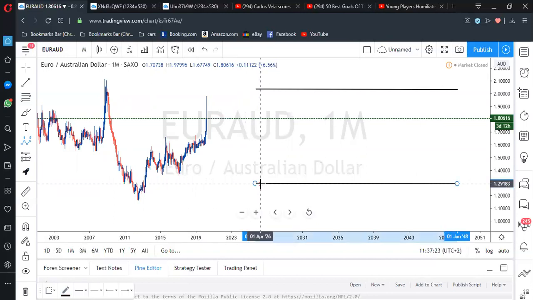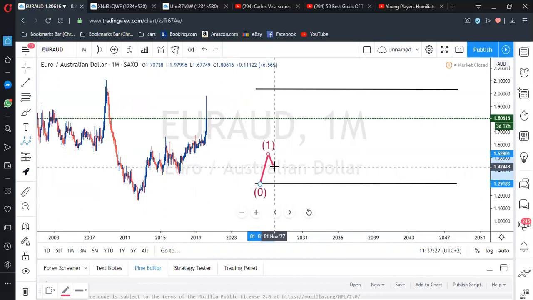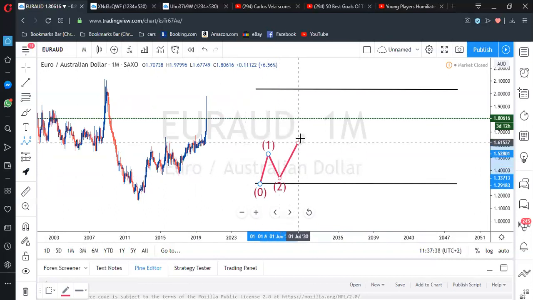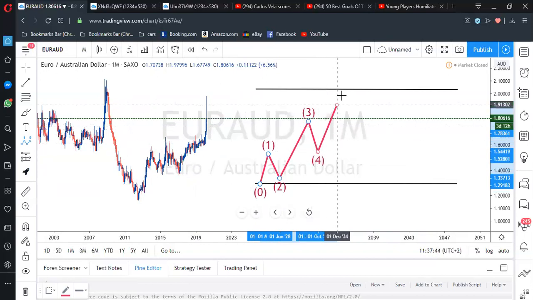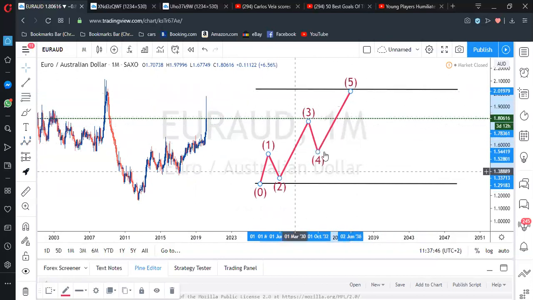You say 0, and then you go up there'll be a 1, and then price will come down, maybe 50% or 61%, sometimes even all the way down there to create a 2. And then after a 2, it creates a 3. After 3, it creates a 4. After a 4, it creates a 5. That's the market structure. It happens everywhere. This is for an uptrend. In an uptrend, it would look like this.